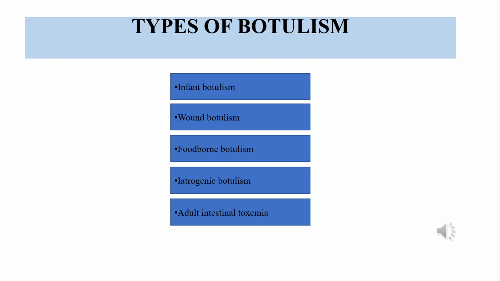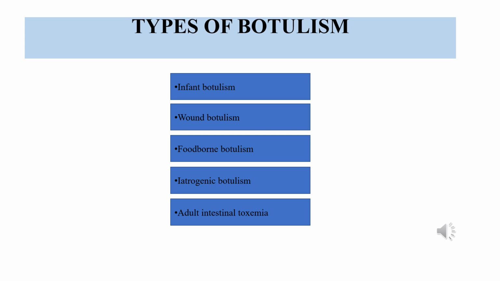The next is wound botulism. Botulinum spores can get into open wounds and slowly reproduce, eventually releasing the toxic chemicals secreted by the Clostridium bacteria. This type of botulism is associated with drug users who inject black tar heroin into the skin rather than their veins. This is one example.